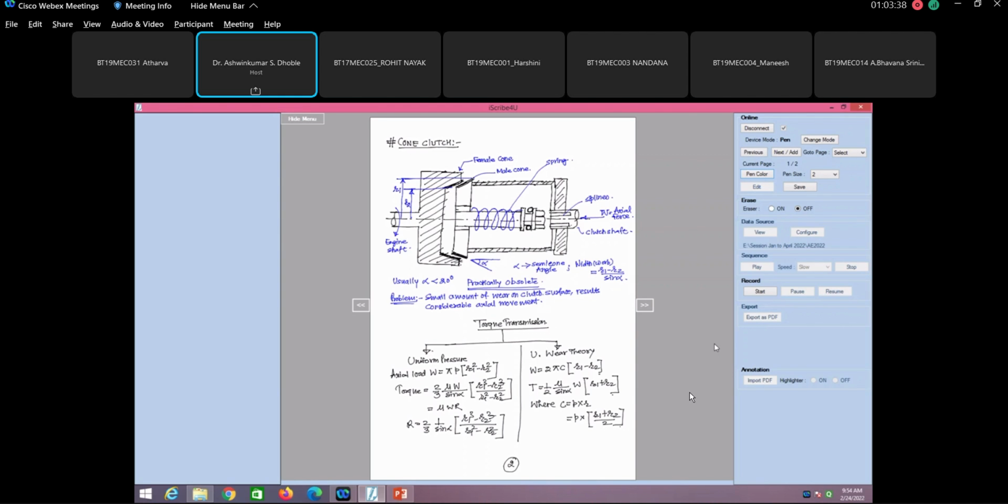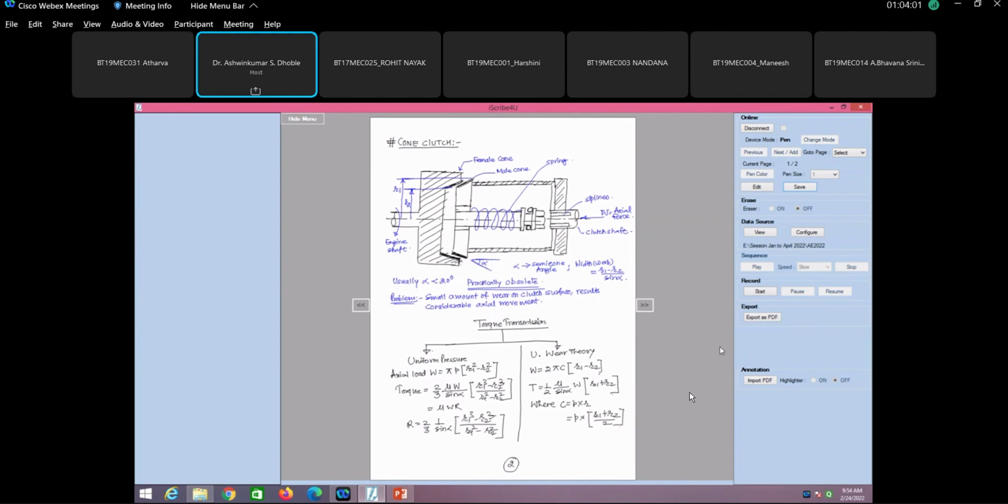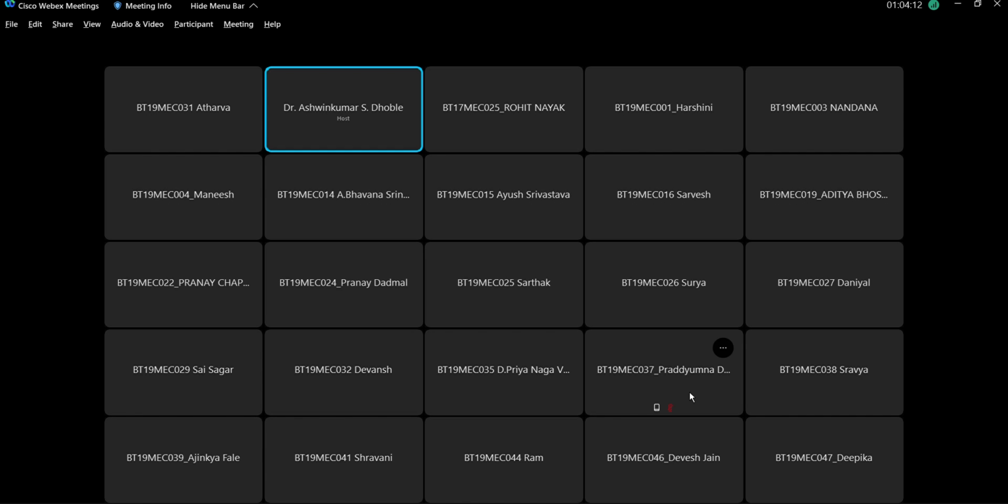So if anybody has any doubt, please do ask. Sir, tomorrow we are going to have the examination, an objective type examination after the practical class, as suggested by your class representative. Sir, does anyone have a doubt now? If you do not have any doubt, then you may leave the meeting.